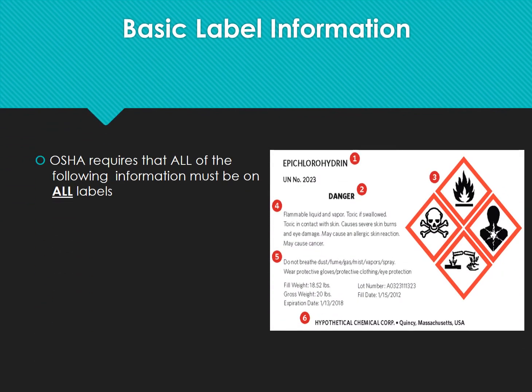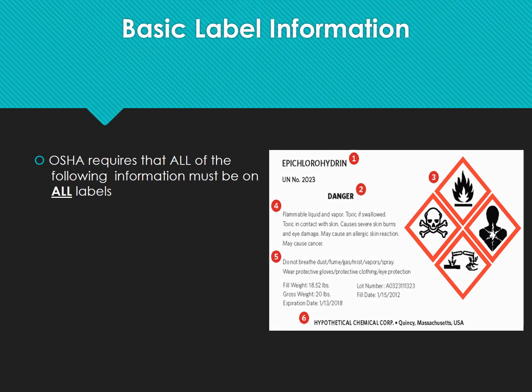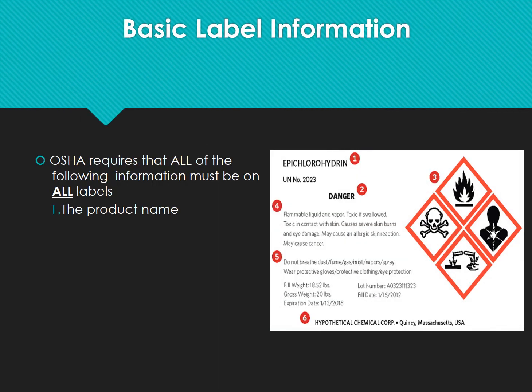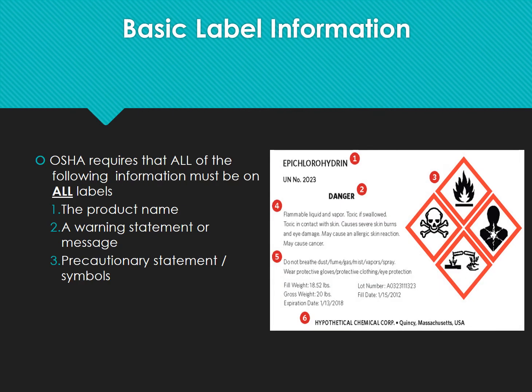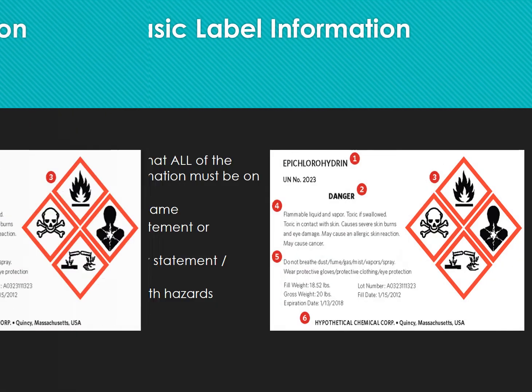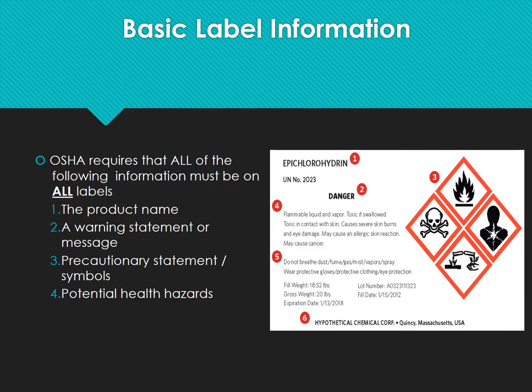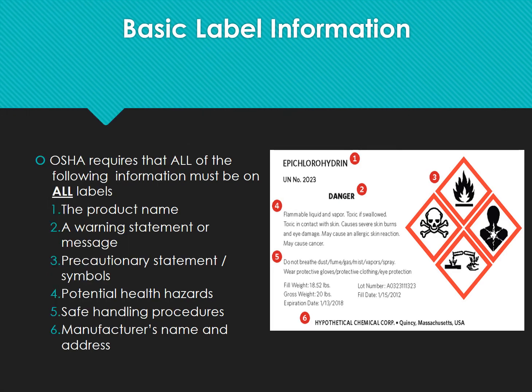Basic label information. OSHA requires that all of the following information be on all labels. 1. The product name. 2. A warning statement or message. 3. Precautionary statement or symbols. 4. Potential health hazards. 5. Safe handling procedures. And 6. The manufacturer's name and address.